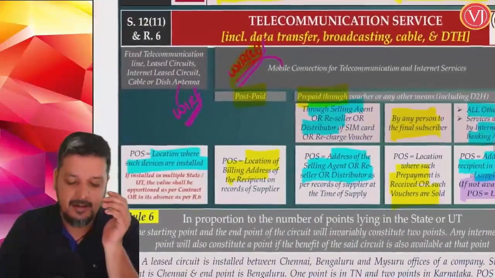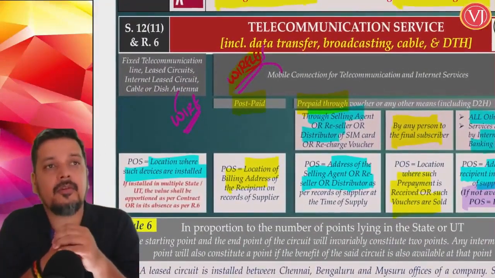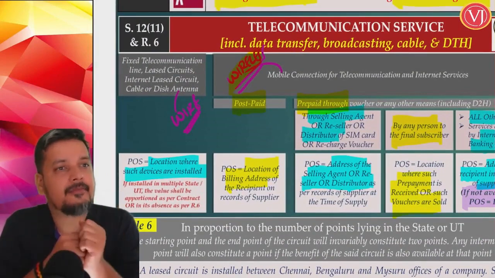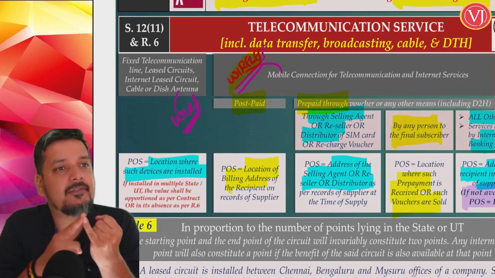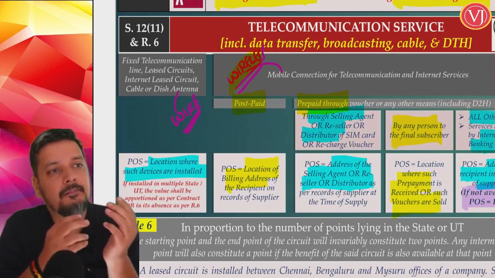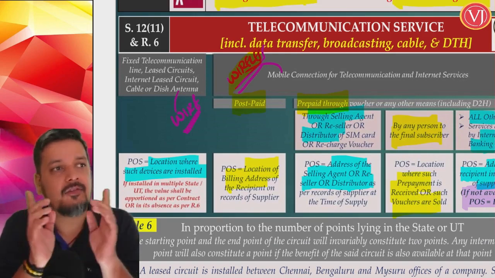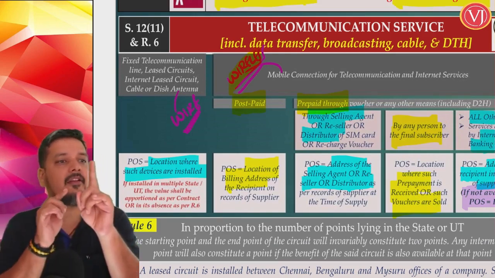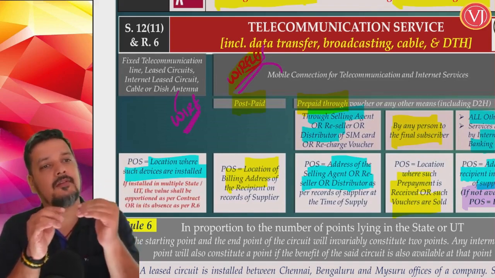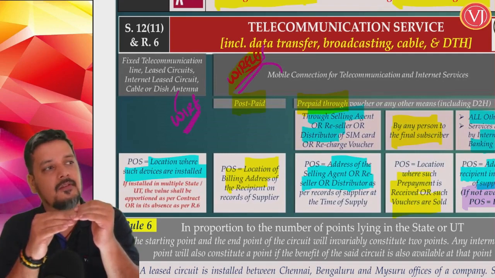This entire issue arises when it is wireless prepaid. If it is the wire category, where the device is installed, simple. If it is wireless category, postpaid, billing address. The entire issue starts when it is wireless prepaid. Jio to distributor, address of the distributor.